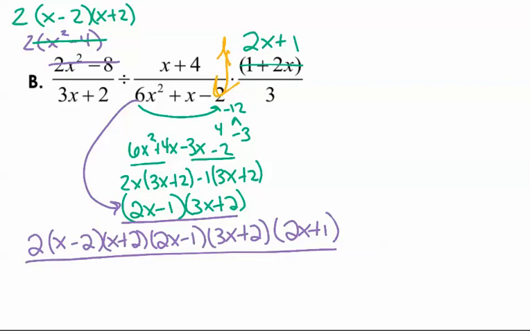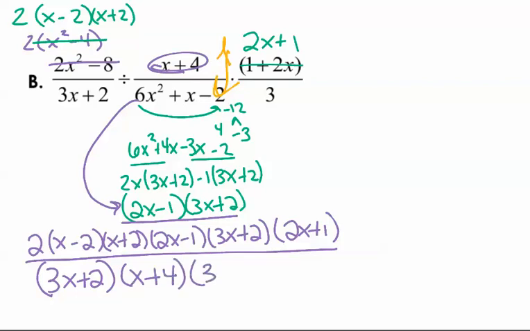That's everything that's on top. On bottom, I have 3x plus 2 from the first fraction. I have this x plus 4 from the middle fraction, and then I still have that 3 on the bottom. So actually, I should probably move that 3 to the front because we like the numbers there.